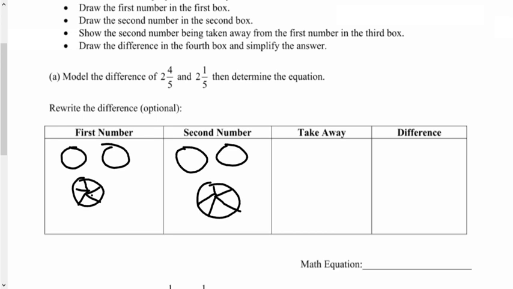So we've got the first number is going to be 1 whole, 2 wholes, and then 4/5, right? So 4 of these parts are going to be colored in. There we go. And then for the other one, we need 2 and 1/5. So we've got 1, 2, and 1/5. And this is what we're going to take away.